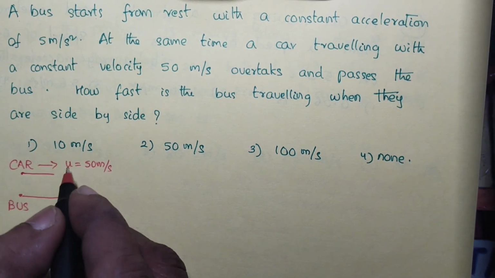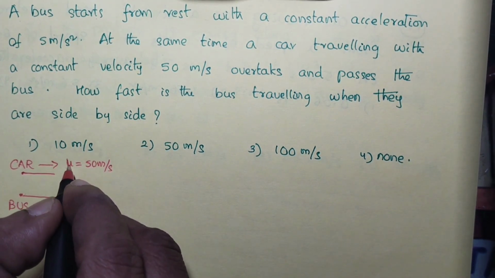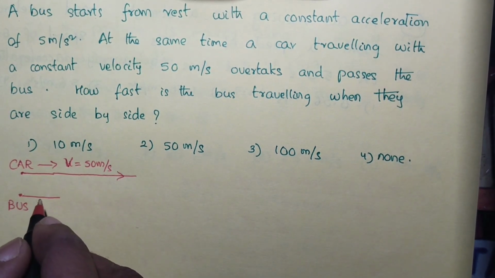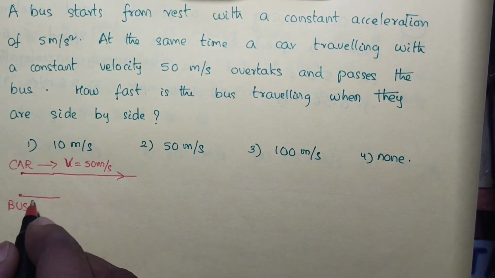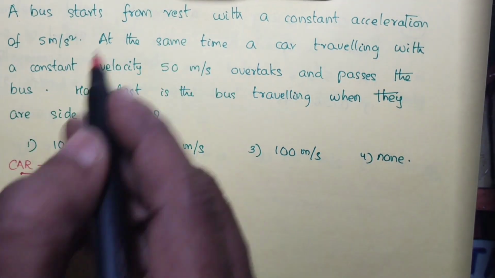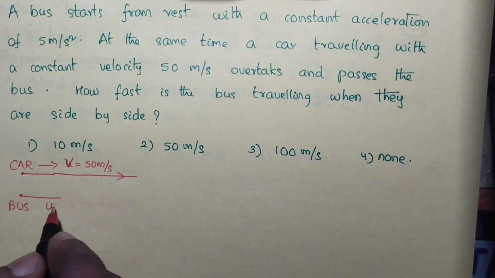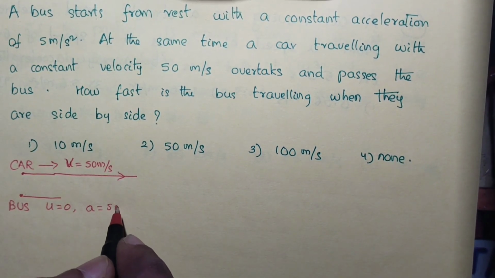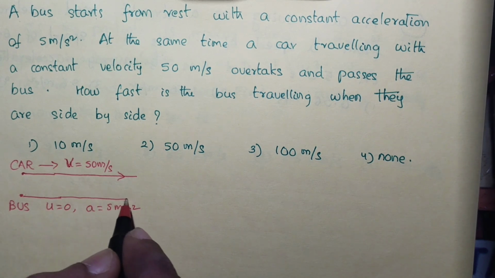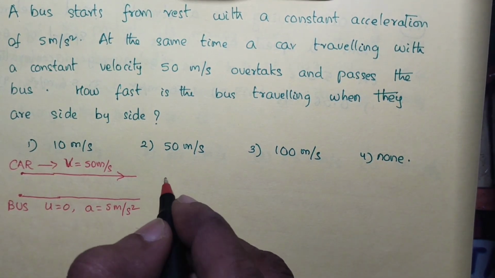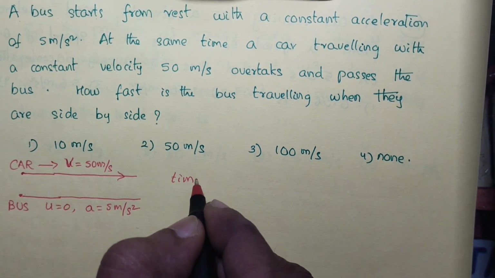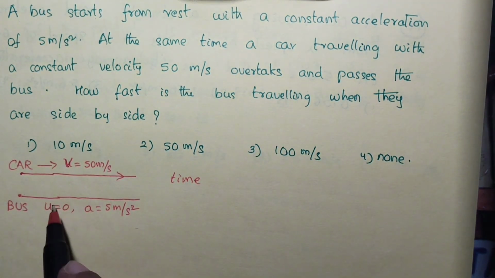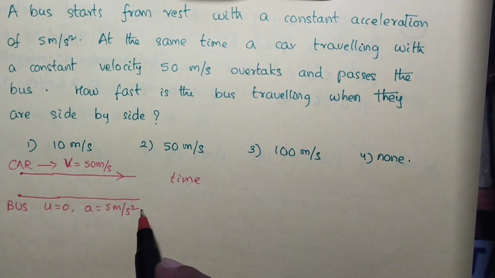There is no acceleration for this car, so it is a uniform motion, so it will travel in this direction, and the bus is also traveling in this direction. The bus starts from rest, which means initial velocity is equal to 0 and constant acceleration a is equal to 5 meters per second square, let it be. After some time, let us take some time, it overtakes and passes the bus.